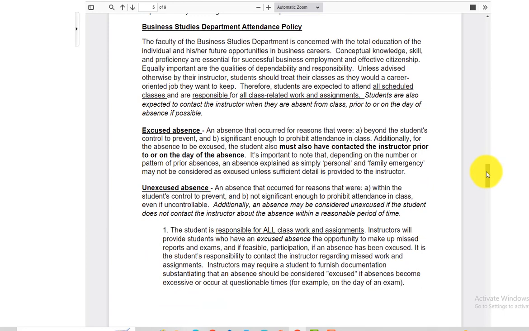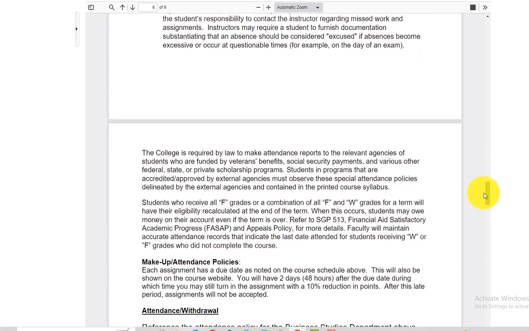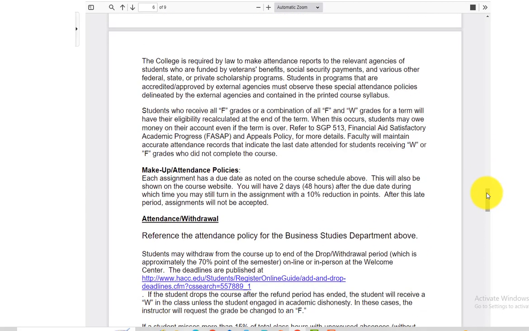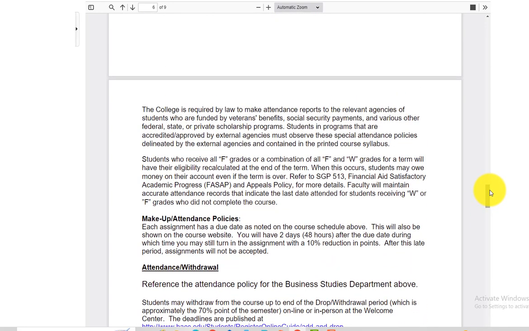Okay, we expect you to log in regularly, 2 or 3 times a week. Please, if you're going to be gone or have to miss or whatever, let me know as soon as possible if there needs to be anything in terms of late work, prior to the due date, please. Otherwise, there will be a penalty for late work.